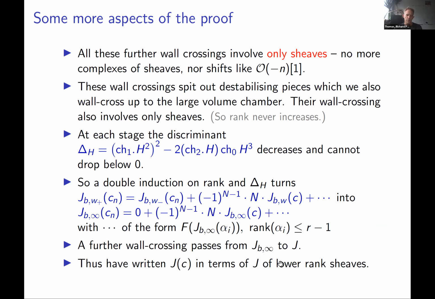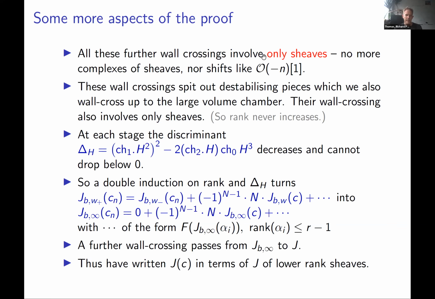And then a final further wall crossing passes from this large volume limit to Gieseker stability. And so we end up showing that we've written the DT invariant counting Gieseker semi-stable sheaves in class C, roughly here, in terms of DT invariants of lower rank sheaves. So this is the rank R minus one piece, and then dot, dot, dot are the other lower rank pieces. And that's the structure of the argument.